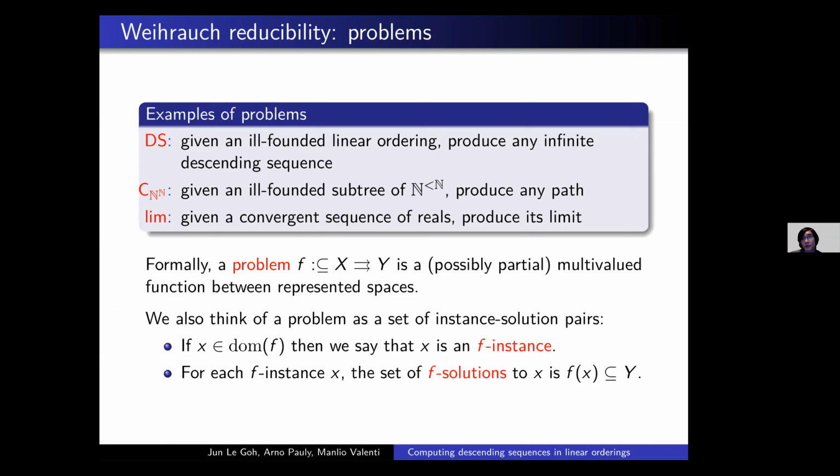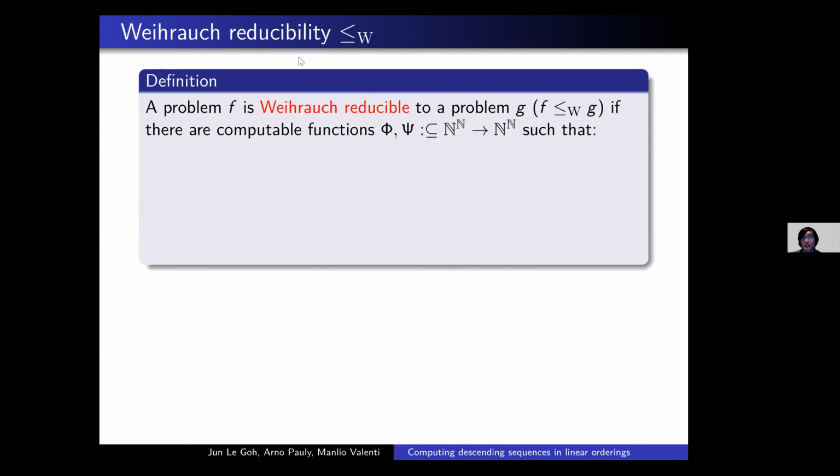Okay, so that's how we talk about problems in a formal way. Now we need to talk about how we compare problems, right? Previously, we saw a couple of things which are some type of reductions between problems. So we need to give the reduction a formal definition here. And the notion that we'll focus on today is the notion of Weihrauch reducibility, also known as uniform reducibility.